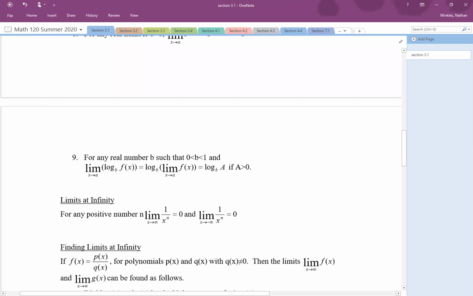Well, let's get through a few more definitions first here. So number 9, for any real number b such that 0 is less than b less than 1, and the limit as x approaches a of log base b of f of x, we can bring that log outside to make this log base b of the limit as x approaches a of f of x, which is equal to log base b of capital A, assuming that capital A is greater than 0, because we cannot take the log of a negative number.